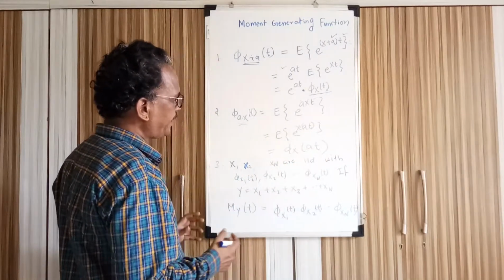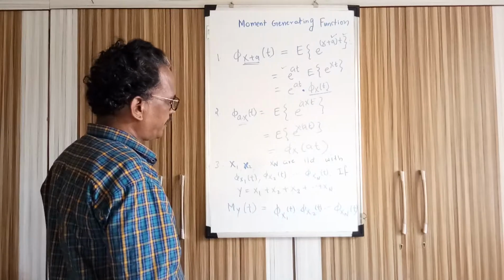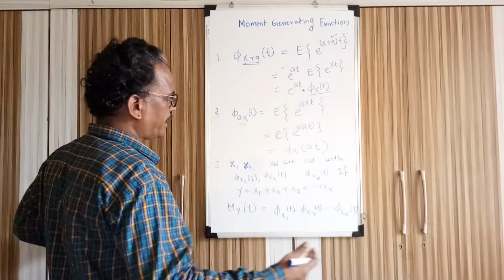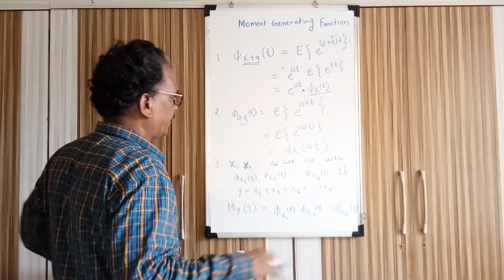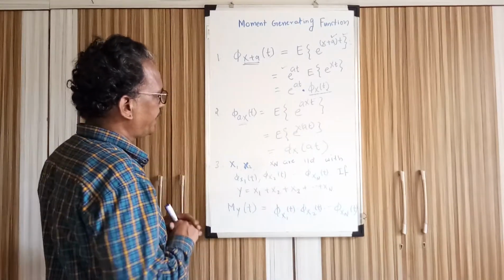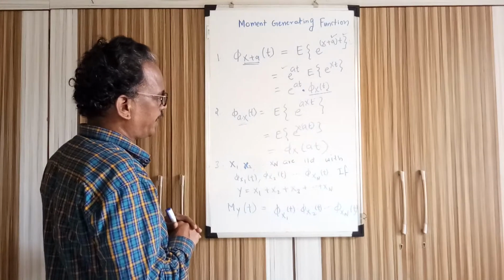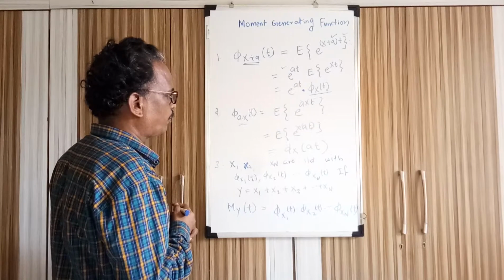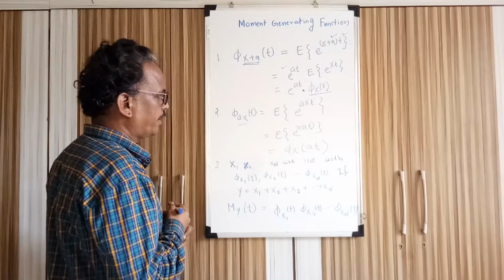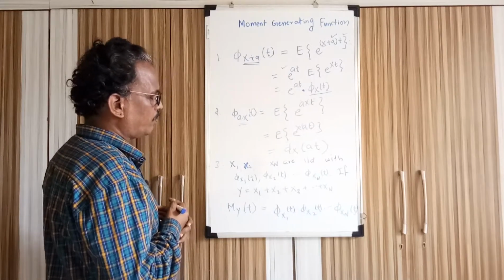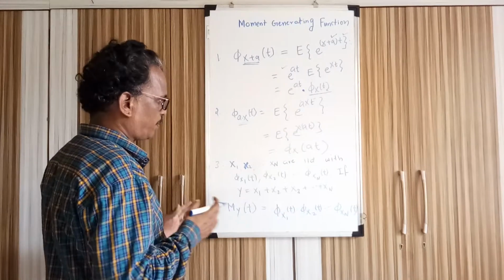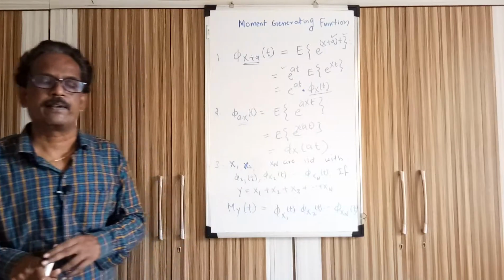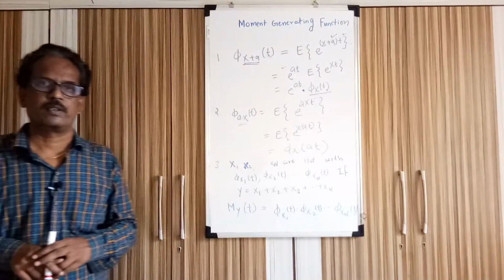If a is greater than 1, then it gets compressed, and if a is less than 1, it gets expanded. So a is a constant which decides the expansion or compression of the moment generating function, not the distribution function. Whether the moment generating function is expanded or compressed is decided by a, which is a constant parameter.